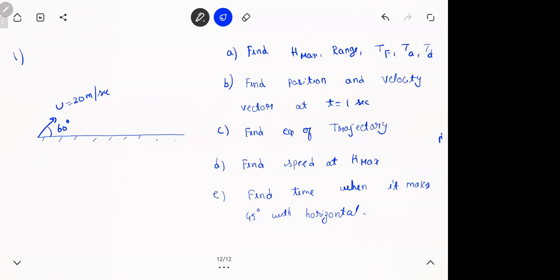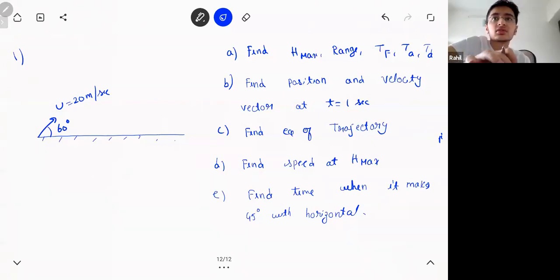Simple formula substitution, get it. I'll give you 3 minutes, 4 minutes. Then I'll discuss everything in one go. So we take g as 10, right?